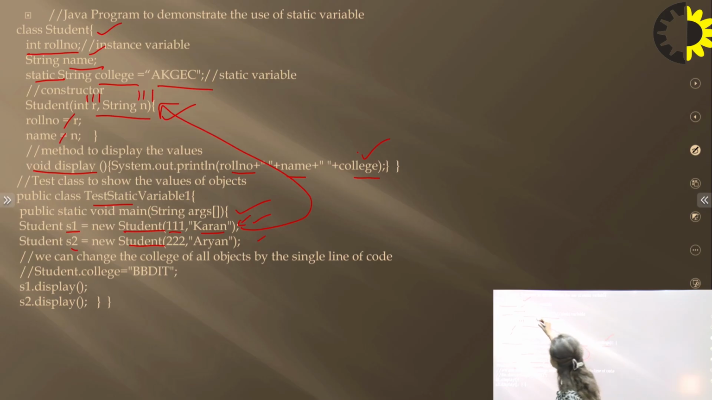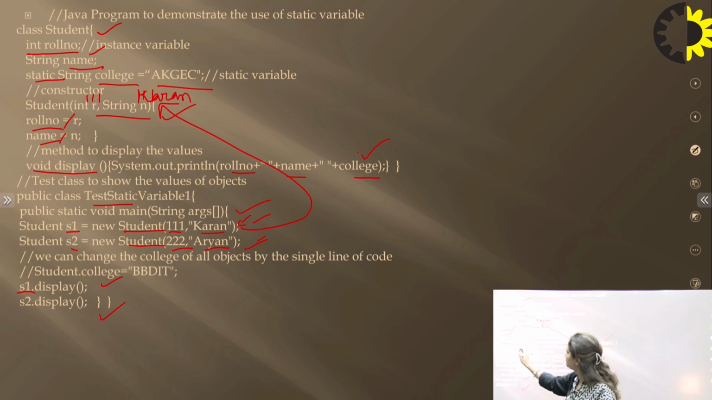N is holding the value of Karan, and then it will be passed to roll number and name. And in the second call, when we are creating an object, Student will be called with 222 and RN. After that, we can display these two. We can print these values, 111 and Karan, 222 and RN, with the help of calling a function with an object. Here S1 is the first object created for class Student and S2 is the second object created for class Student, and display is a function of class Student.